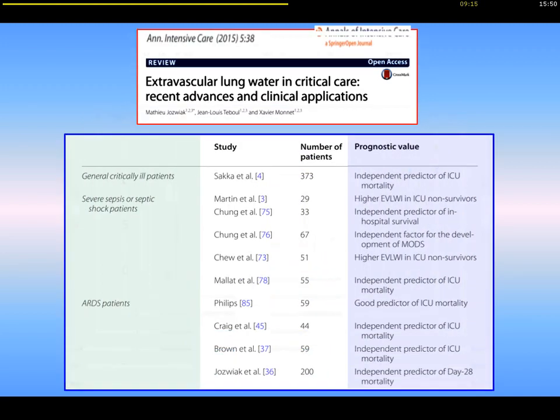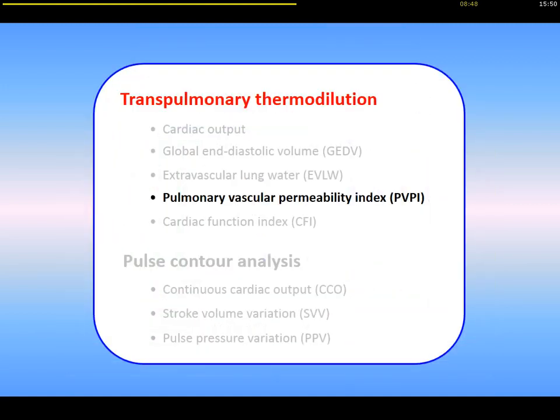And many other studies showed that extravascular water was associated with increased mortality, either in general critical patients, in septic patients, or in ARDS patients. Many studies show that the higher the extravascular water, the higher the risk of death. And this is independent of the other variables.